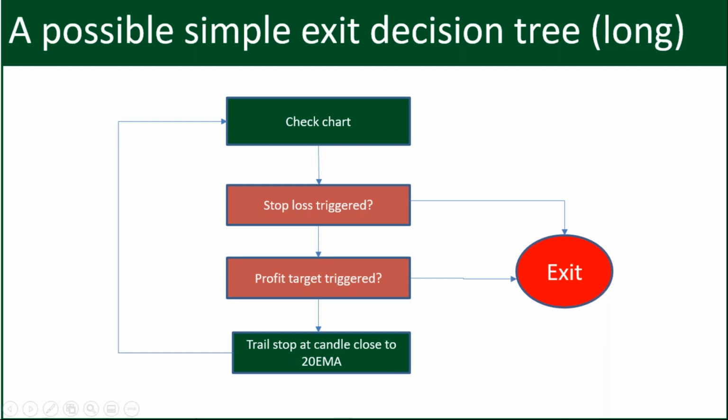But what we're going to do is trail our stop. So as it moves, we're going to move up that initial stop using the 20 exponential moving average. Then we're going to leave it and check the chart. And this is your new stop loss. So has the stop loss been triggered, profit target triggered, and round the circle again until one of these happens. Does that make sense?